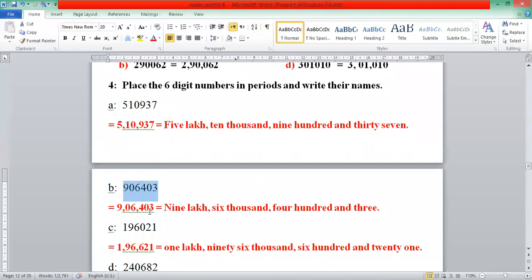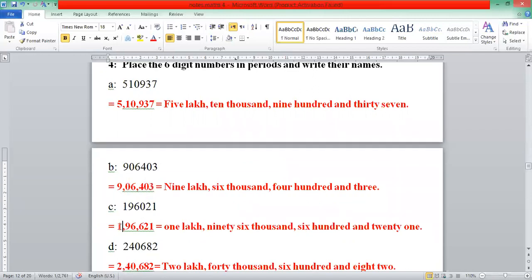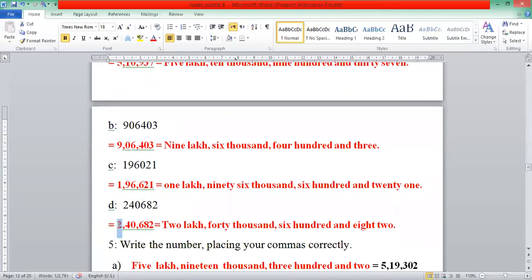Similarly, in part B, first we will put commas after 3, after 2. Then we write the given number in words. When we put the commas, we get 3 portions: 1, 2, 3. This is the portion of lakh, thousands, and ones. 9,06,403. Similarly, 1,96,621. Here, 2,40,682.